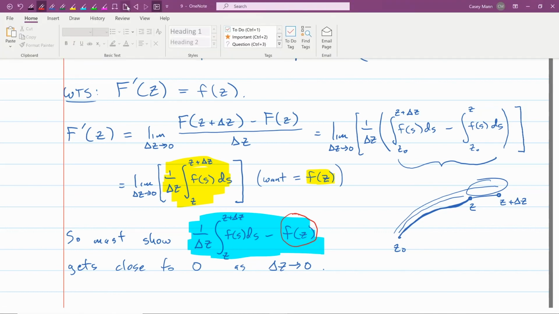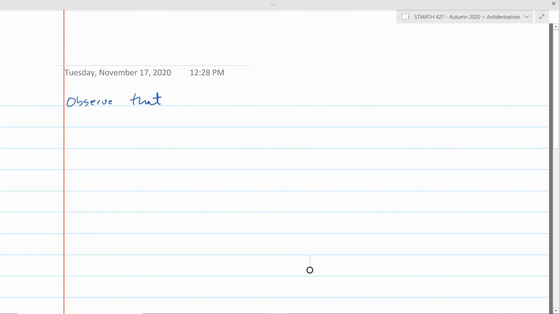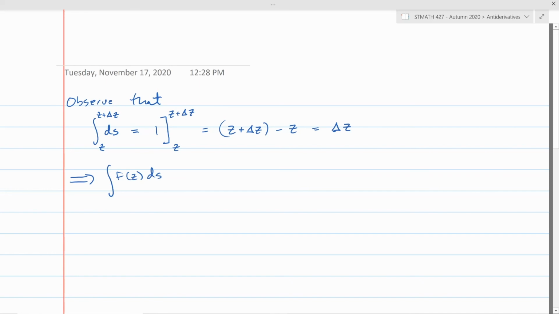So let's do that. Observe that if you do the integral from Z to Z plus delta Z of just ds, so the integrand is 1, the antiderivative is 1, evaluated from Z to Z plus delta Z. That's Z plus delta Z minus Z, so you just end up with delta Z. Another way to express delta Z is that integral. And from there, if you integrate f of Z ds from Z to Z plus delta Z, f of Z inside this integral is a constant with respect to the variable S.